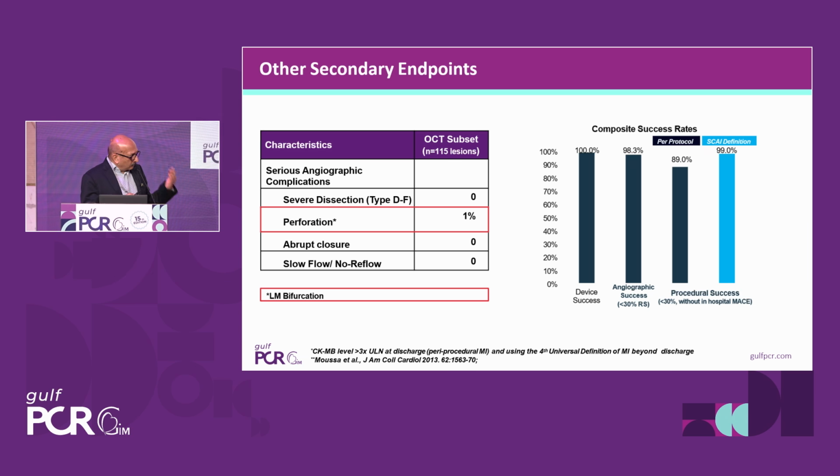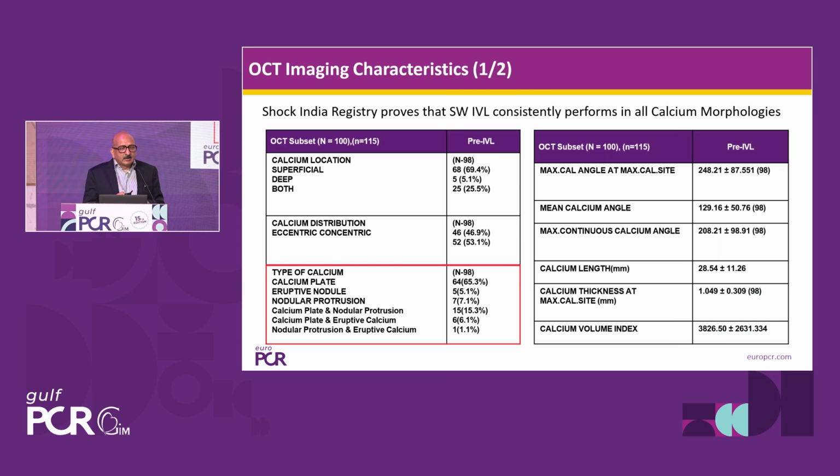Abrupt closure was also not seen, and slow flow, which is again a complication when we treat calcified lesions, was also very minimal. So what we are avoiding is the complications which happen when we treat heavily calcified lesions with an atherectomy device. So what we are saying is that devices did exist, but they came with some complications. Here in this registry, we saw that the complication rates were minimal.